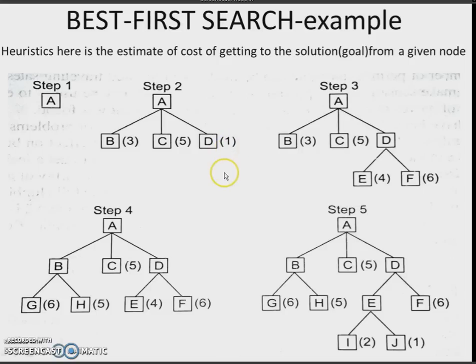And then from D, you will again do the generate and test procedure after checking whether D is the goal state or not. So if D is not the goal state, you have to again generate the next few possible states. And from there, you keep continuing after doing the evaluation function.